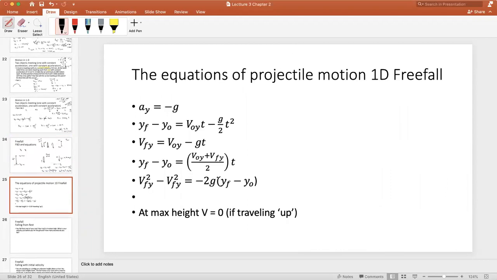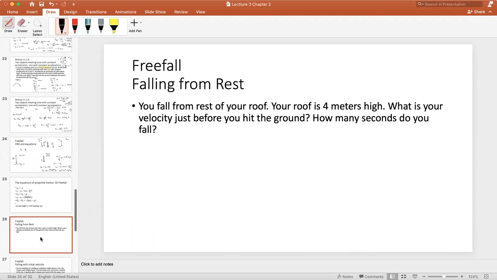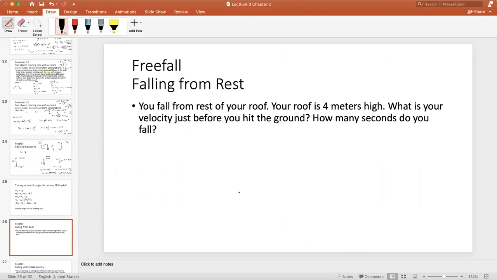As I talked about, these are the things you need to know for projectile motion, one-dimensional free fall. These are our equations. They're exactly the same. The only thing that's being substituted is x for y or y for x, and a becomes negative g. Okay, so first problem I want to give you, you're up on your roof, and your roof is 4 meters, approximately 13 feet high. You fall off your roof, meaning you fall from rest off your roof. I want to know how fast you're going right before you hit the ground.